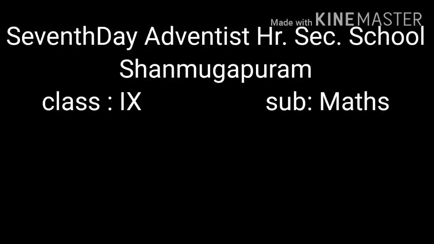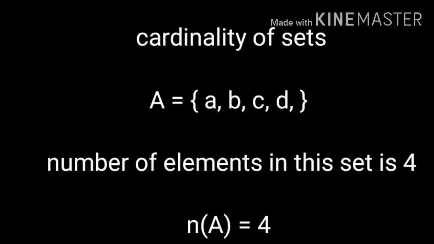In the last class we saw the three ways of representation of sets. Today we will see the types of sets. Before going to the types of sets, we will see the cardinality of sets. What is meant by cardinality of sets? The number of elements in that set is called the cardinality.